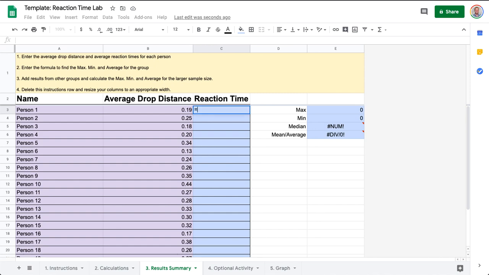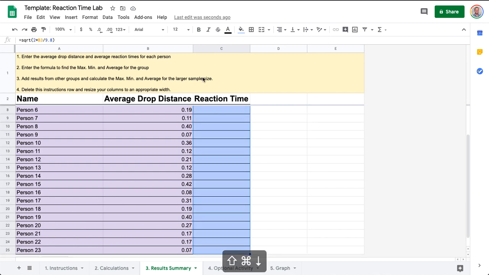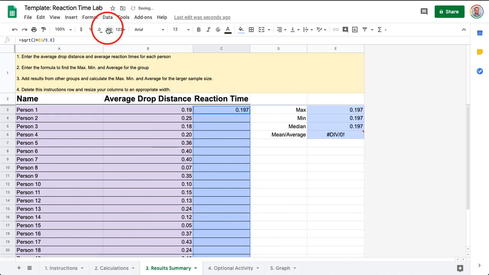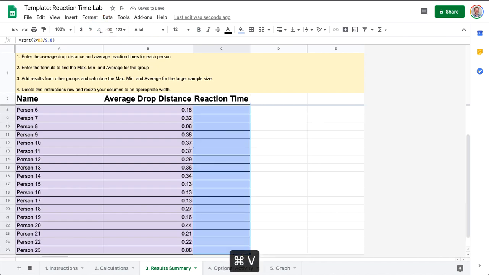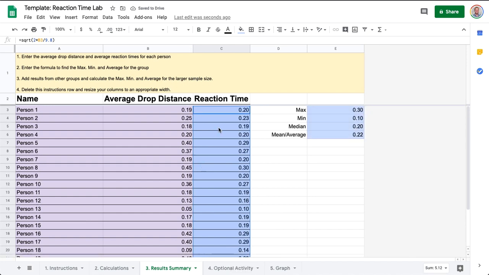Reaction time, let's use that formula again. Square root of 2 times this value divided by 9.8. Enter. Now you'll notice some of these values updated automatically. That's because random number generators will generate a new random number every time you make a change to the spreadsheet. So now that we have this formula, again let's make this all to just 2 decimal places. You can always adjust it if you want more or less. Let's copy that and paste that all the way down. Now we see we've got a reaction time in seconds for all of the people in this group.